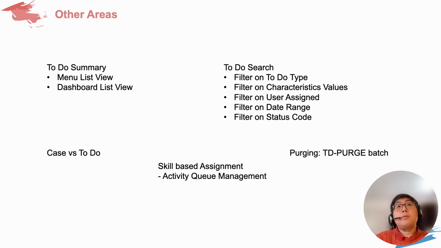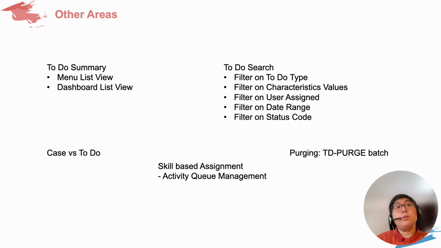Next, case versus to-do. One question we always hear is, what is the difference between case and to-do? The main difference is that a case is something we can define a life cycle for. To-do has a defined life cycle, so you cannot change it. I think this is the main differentiation between these two objects.